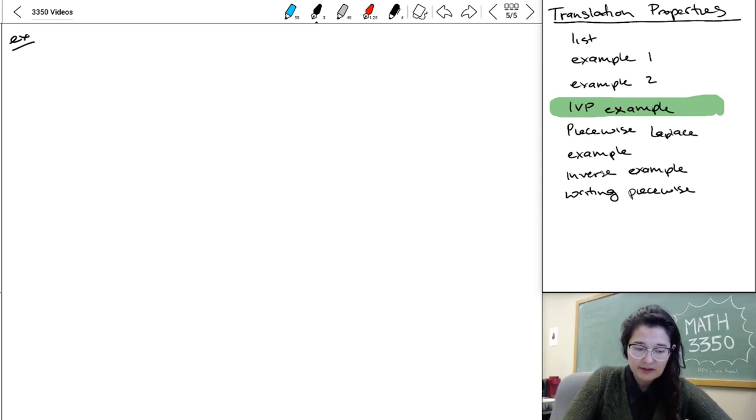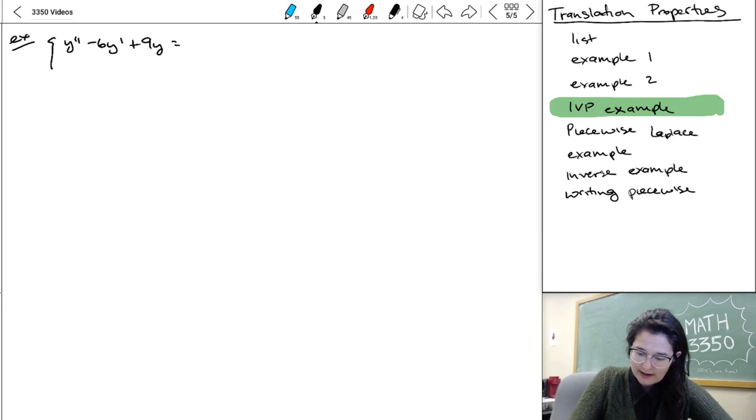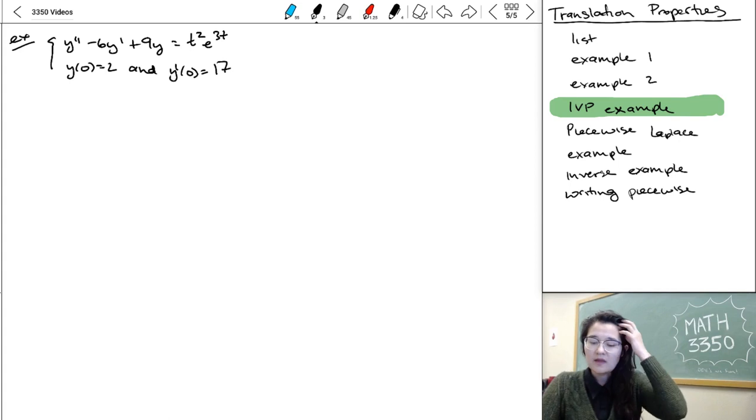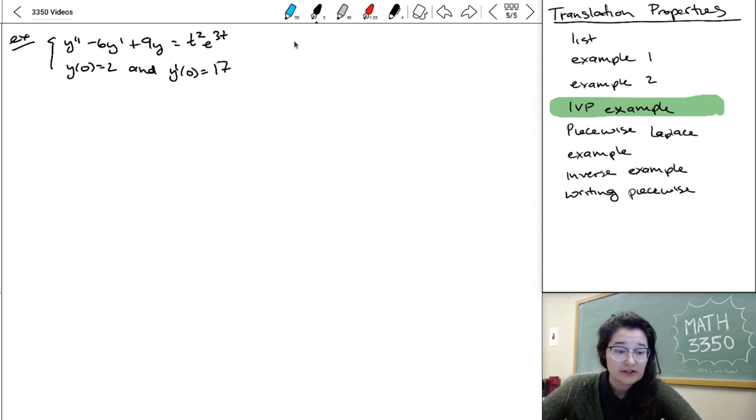So let's try to solve this initial value problem given by y double prime minus 6y prime plus 9y equal to t squared e to 3t, where y of 0 equals 2 and y prime of 0 equals 17. And again, this is the type of problem that we could solve last exam using constant coefficients and undetermined coefficients.